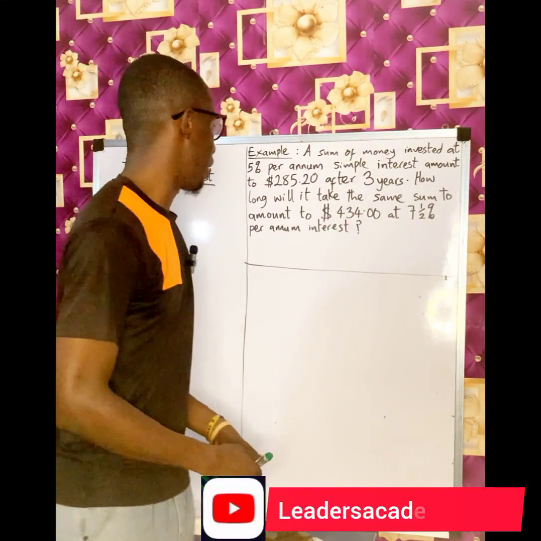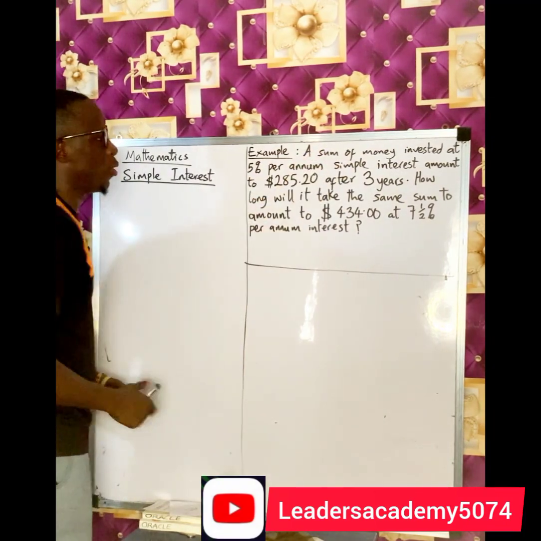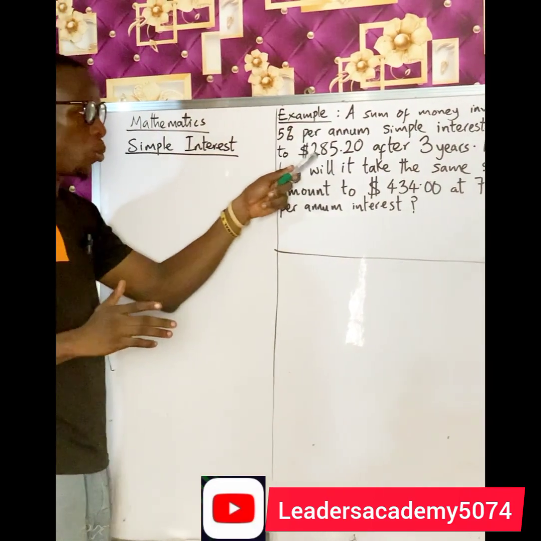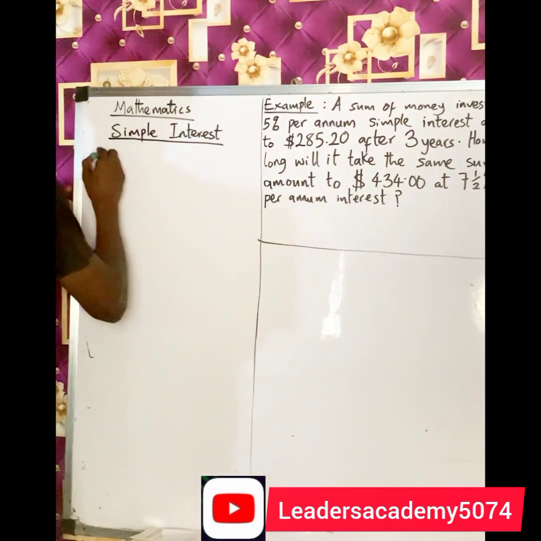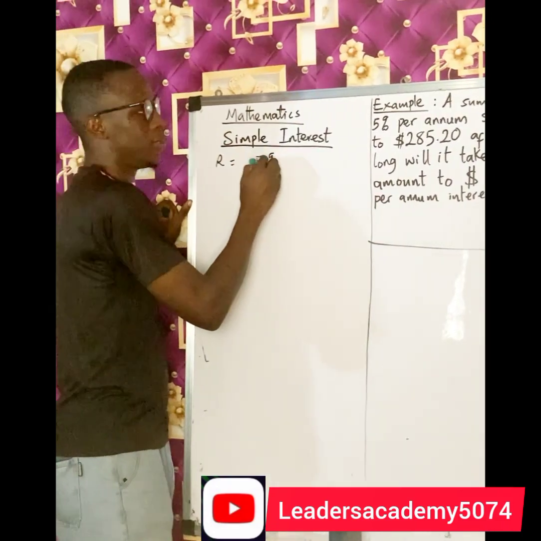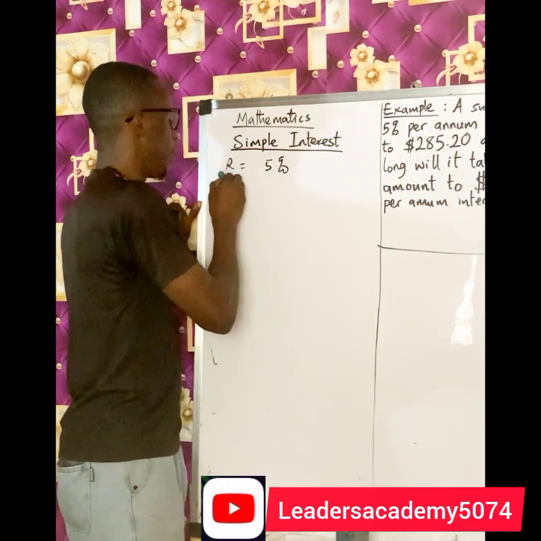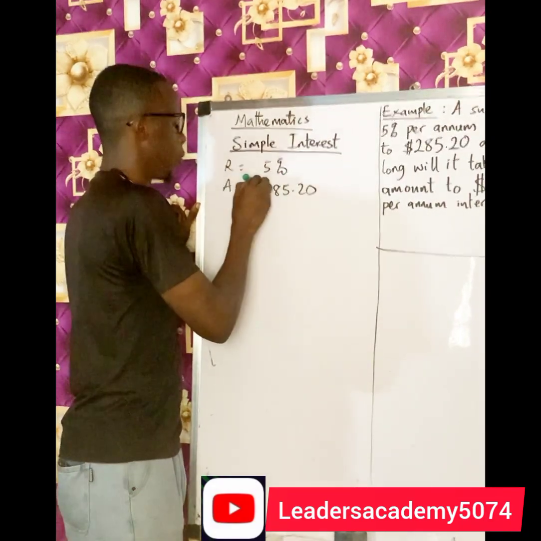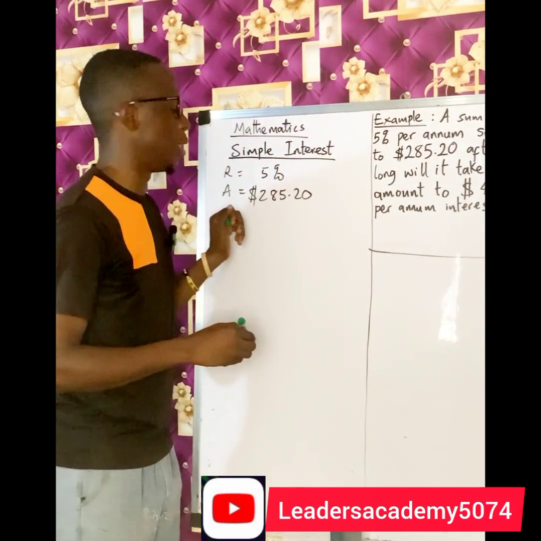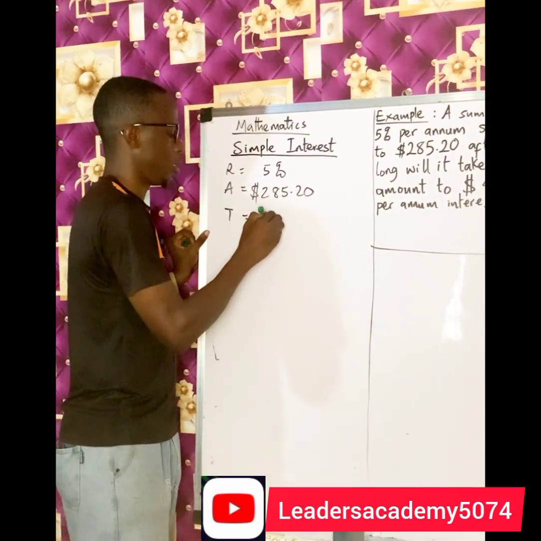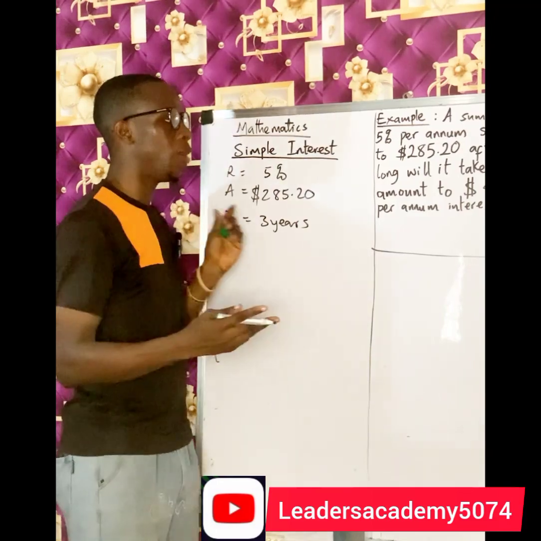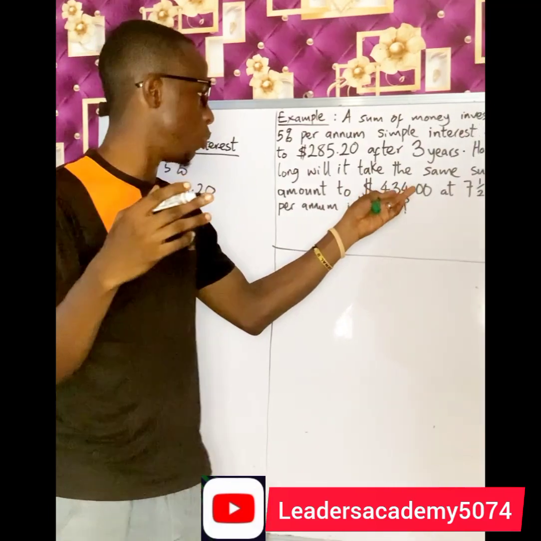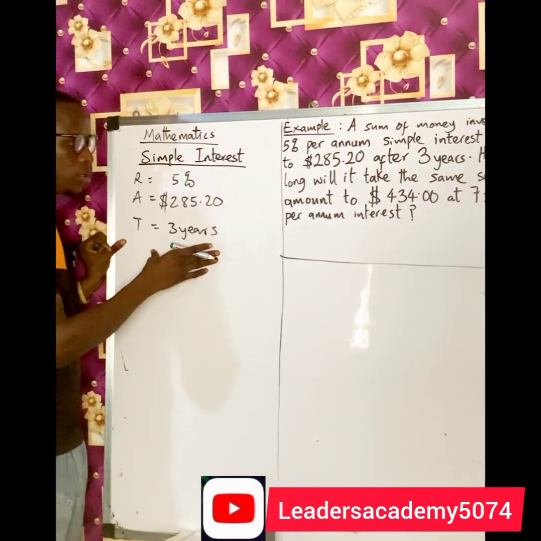Welcome back to the class. Look at this question. A sum of money invested at 5% per annum simple interest amounts to $285.20 in 3 years. So the rate equals 5%, the amount A equals $285.20, and the time is 3 years. How long will it take the same sum to amount to a new value? Okay, let's solve for this first.